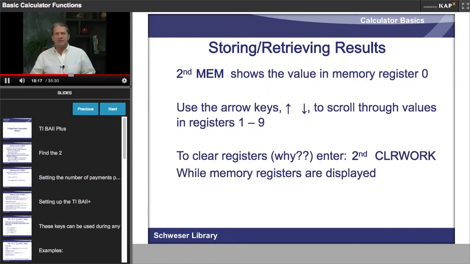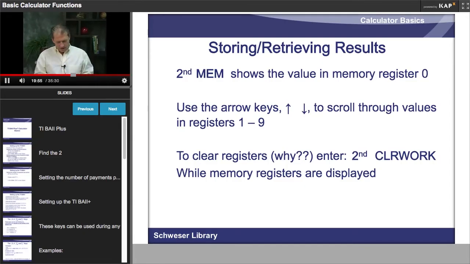Now, the second memory function shows the value in memory register 0, and then you can use the arrow keys to go through all of those. That mem is actually the 0 key. So I'm going to go second function, hit mem, and it says M0, memory register 0, and then use the up arrows to go to 9 or the down arrows to take them numerically, M1, M2, M3, M4, right on through.